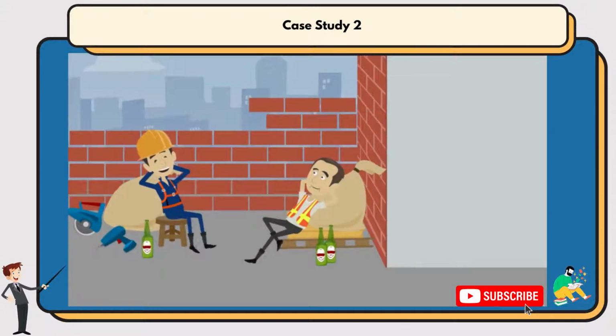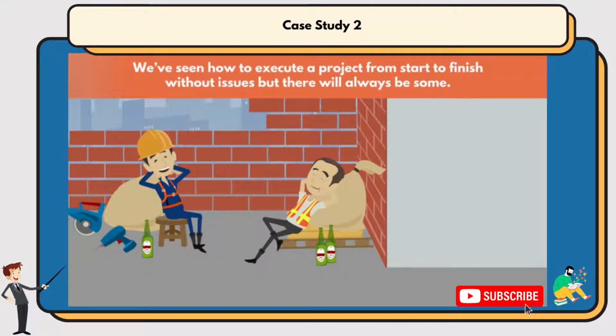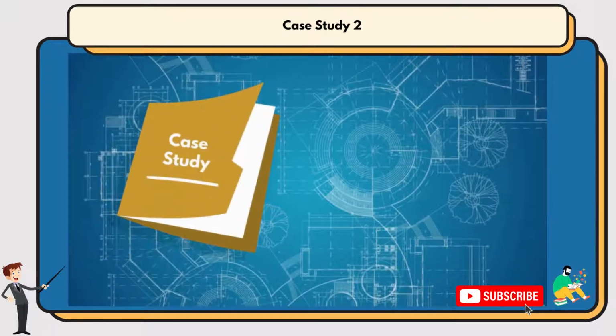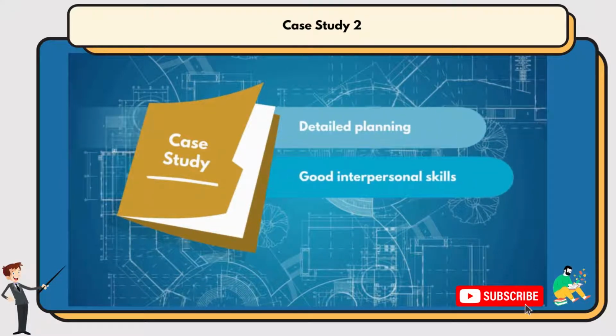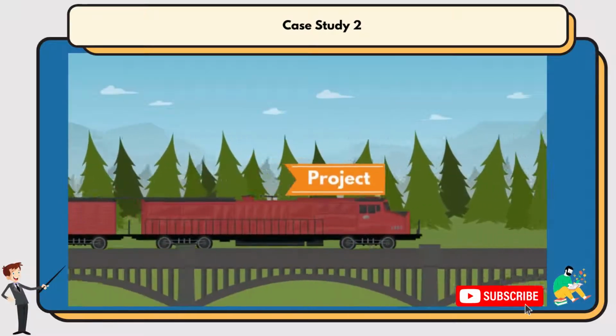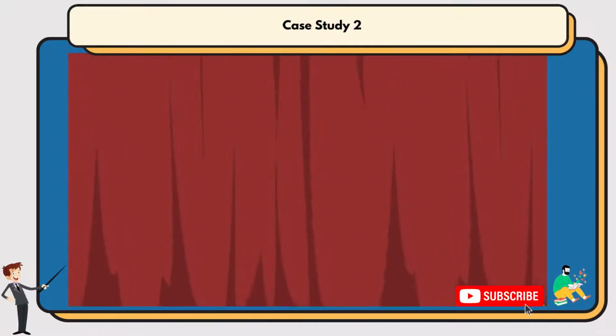Issue management is an essential part of the project manager's job. We've seen how to execute a project from start to finish without issues, but there will always be some. That's why it's a good idea to have a look now at a detailed case study to show how detailed planning, good interpersonal skills, and, of course, issue management combine to keep a project on track. Let us set the scene.